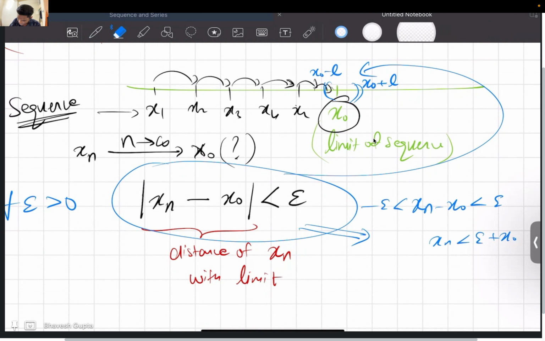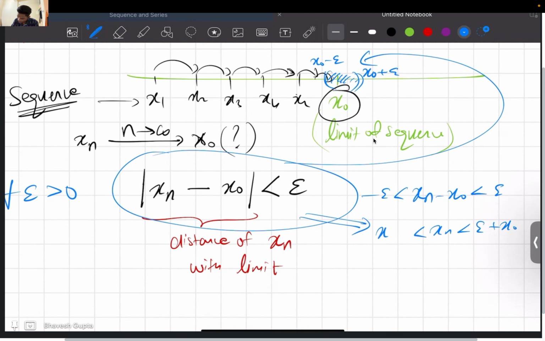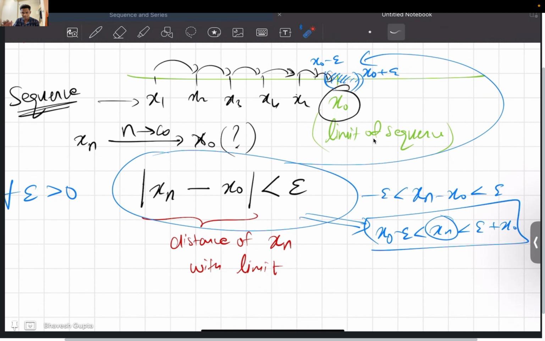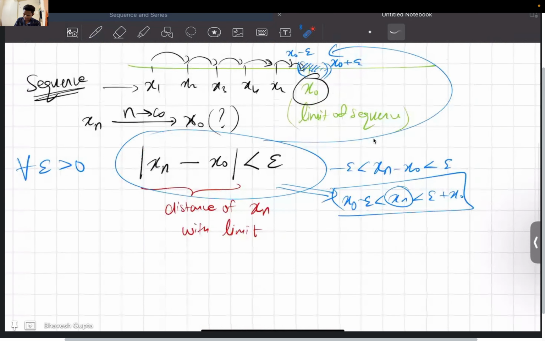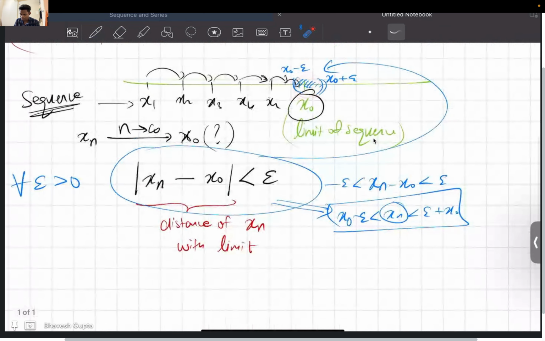Sorry, I actually made a mistake here. It's not l, it's epsilon. Basically I have created a neighborhood over here around x naught. So what I see is that after some steps, all the elements of the sequence start falling into this interval, right? And you can see from here itself. You can see my sequence elements start falling into this neighborhood. So you define the interval, the neighborhood, around this limiting value.